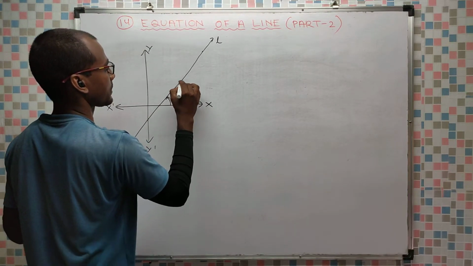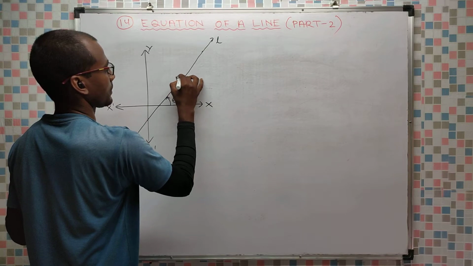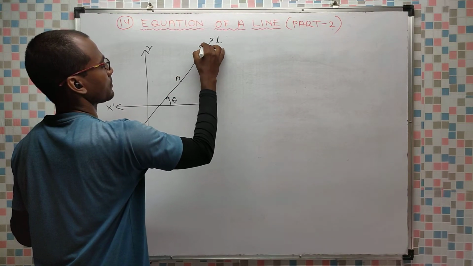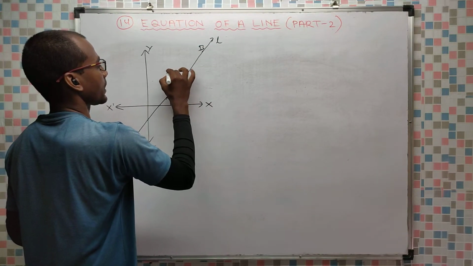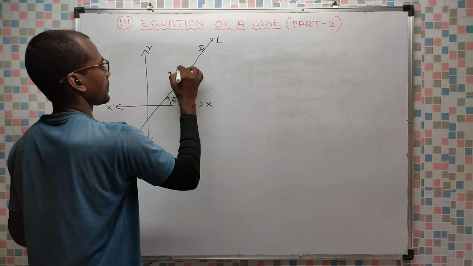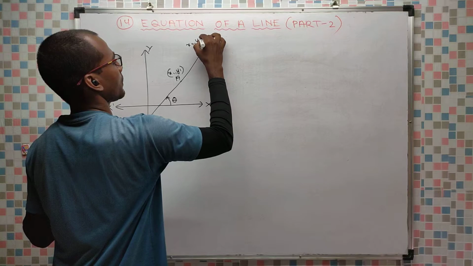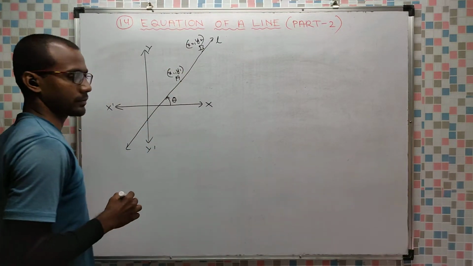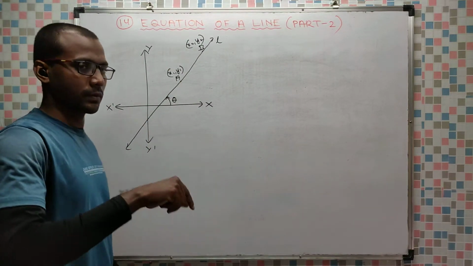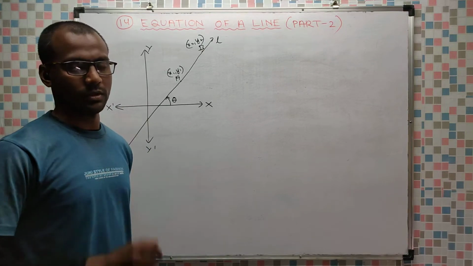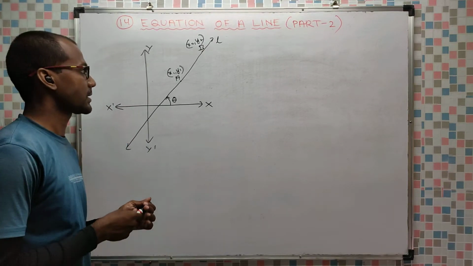Two points are given. Suppose A and B. Coordinates of point A are x1, y1. Coordinates of point B are x2, y2. Using the coordinates also we can find the slope of a line if theta is not given. See how to find this.